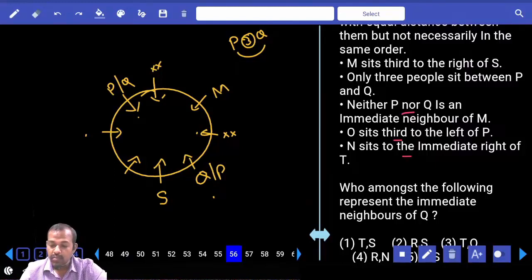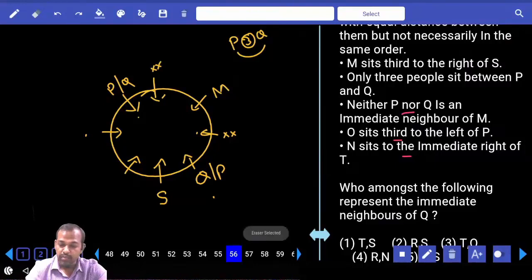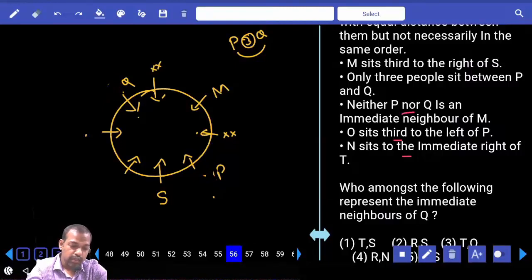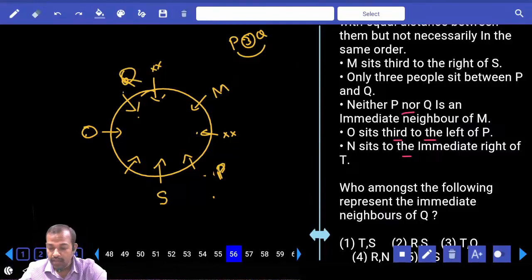And N sits to the immediate right of T. N sits to the immediate right of T. For example, here I am taking P here, and who has to be here? Q has to be here, isn't it? Two possibilities are there for P and Q, isn't it? Okay. And O sits third to the left of P. Now tell me, O has to come here or not? Isn't it? And here Q is there and here P is there. Okay. Now tell me, N sits to the immediate right of T.